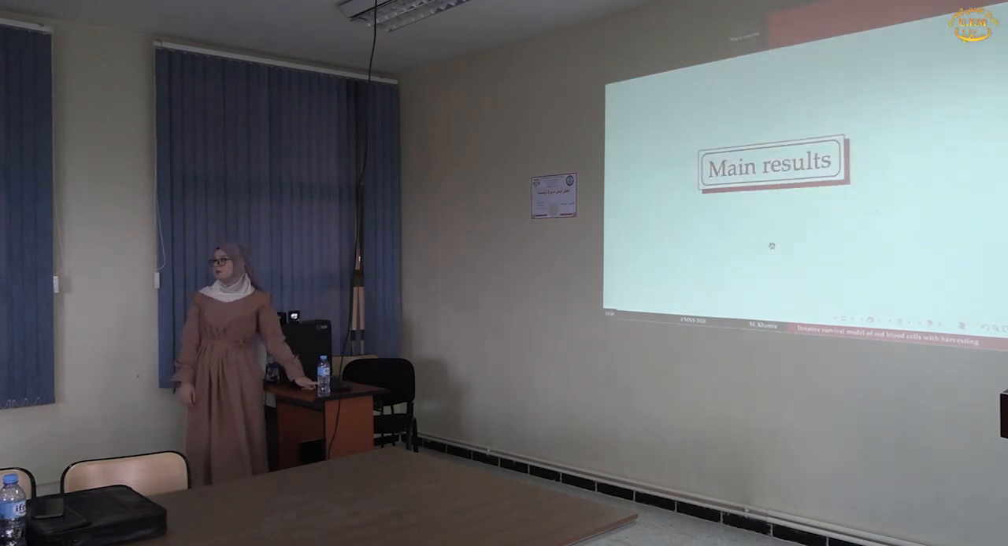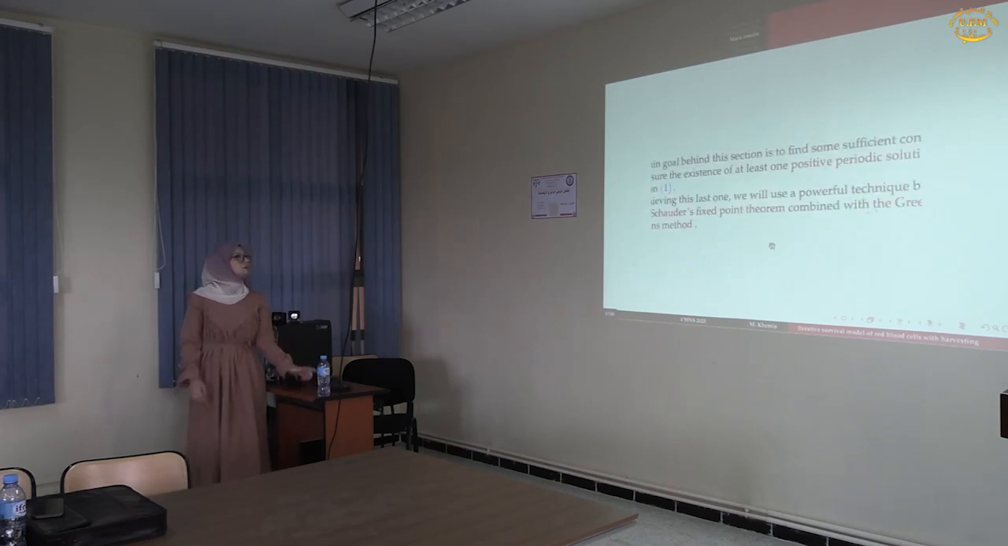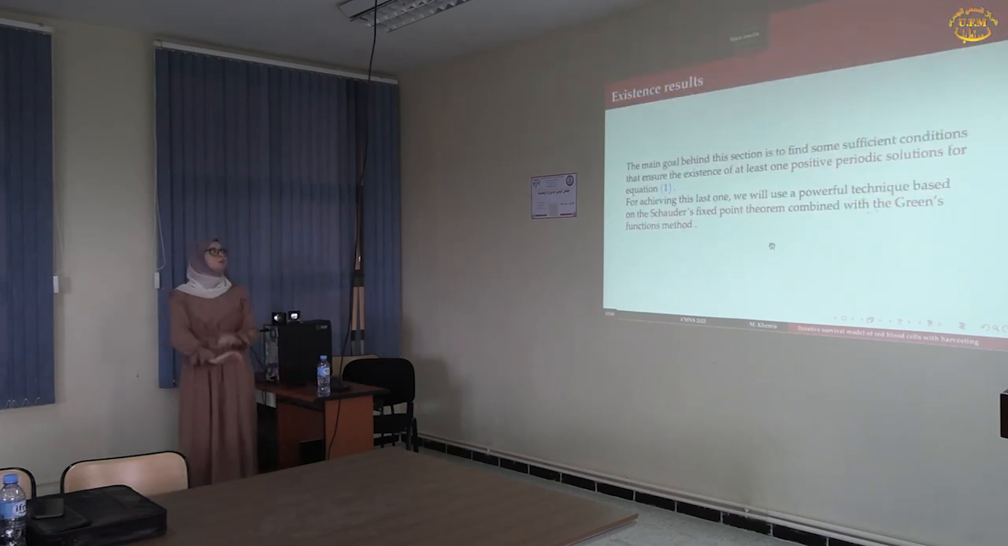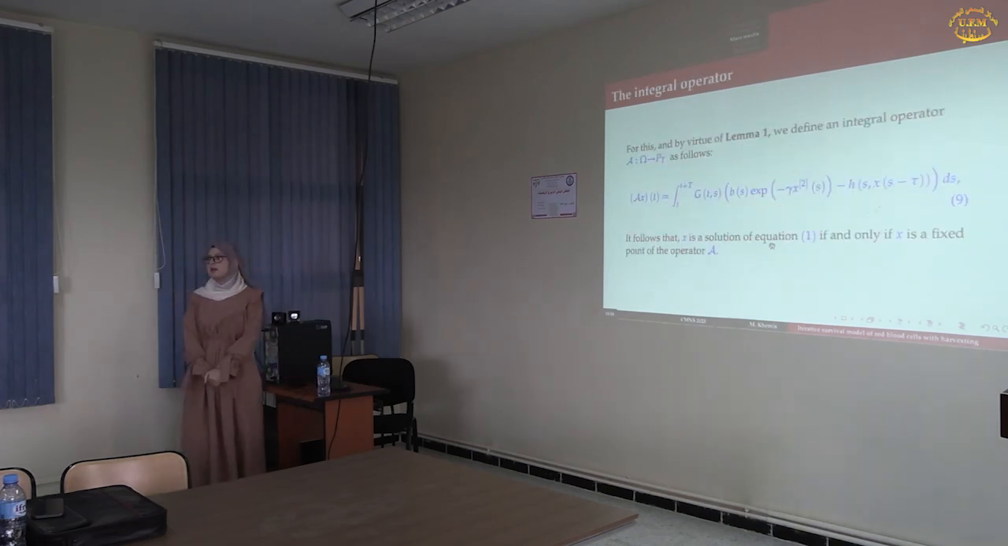Let's now move on to the main results, and let me start by talking about the existence outcomes. The main objective behind this section is to find some sufficient conditions that ensure the existence of at least one solution of equation 1. For achieving this, we will use a powerful technique based on the Schauder fixed-point theorem combined with the Green's functions method. For this aim, and by virtue of lemma 1, we define an integral operator A given by expression 9.